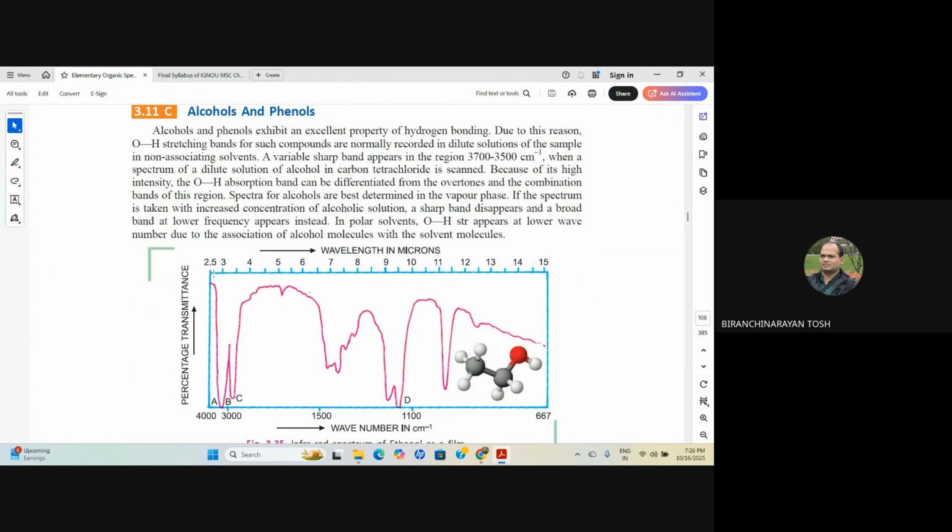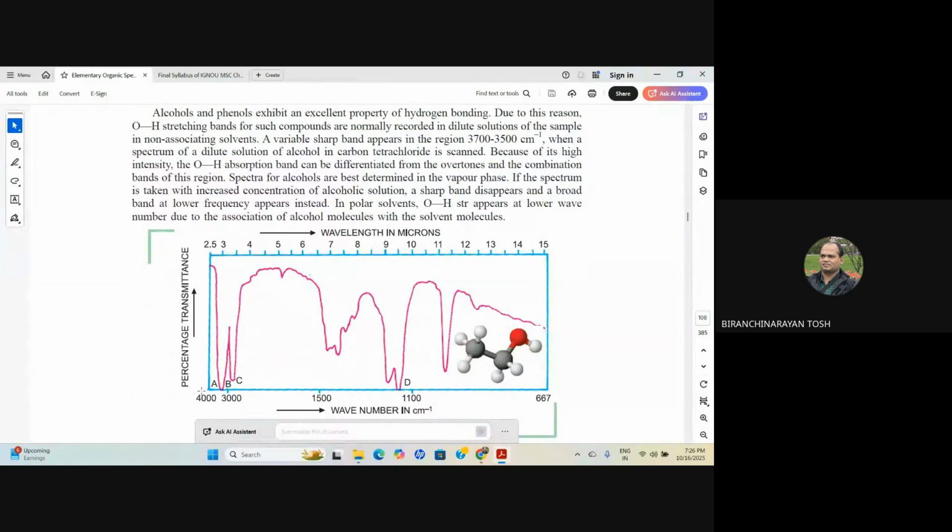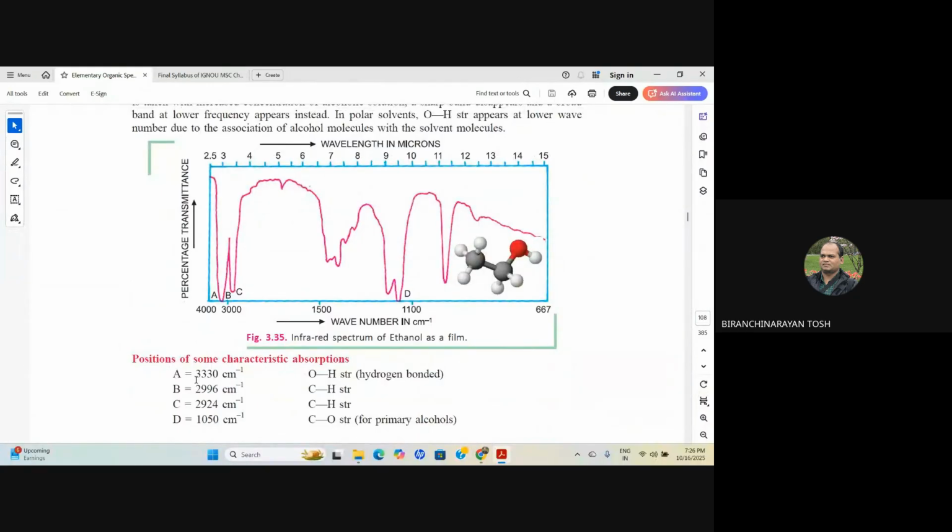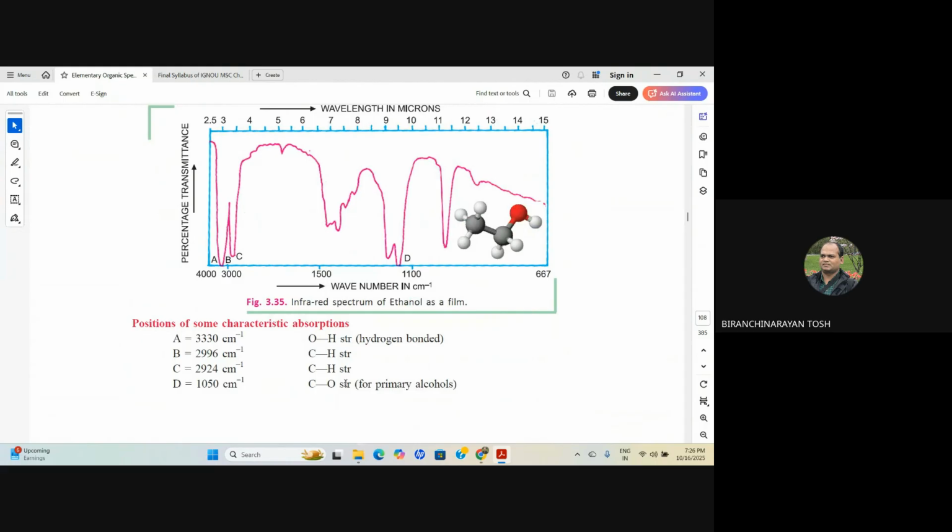So here, alcohol and phenol. For alcohol and phenol, we have the OH stretching vibration, which is observed above 3000. For hydrogen-bonded OH stretching, it will be around 3330, and the rest is okay. Carbon-hydrogen stretching at 2900, same thing. For primary alcohol we will get another stretching vibration, CO stretching. This is OH stretching, and this is CO stretching.